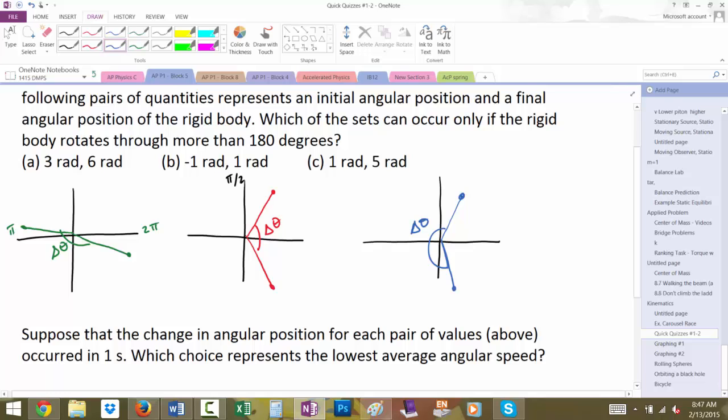Addison's not allowed to be loud anymore because I want you to talk too. So I'm going to ask the question one more time. What letter are we using for angular speed? Omega. Okay, thanks. And omega is delta theta over t, right? How do the t's compare in each of these cases? They're all the same. So to have the smallest omega, you need the smallest delta theta, which is going to be which one?